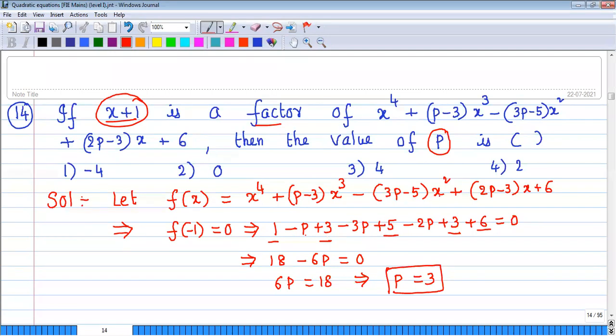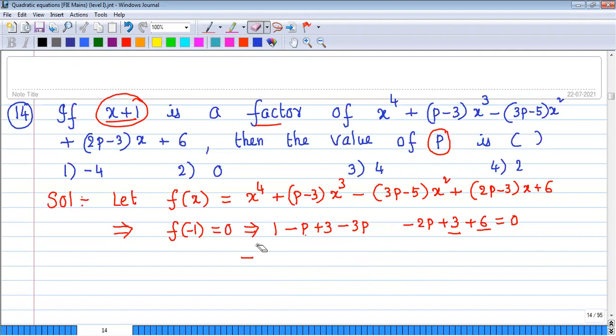Let us check here. Yes, I made a mistake here. This should be minus 5. This is minus 3p and plus 5. This is minus 2p and plus 3, 6. 6 plus 3, 9, 14, 17, 18. Right. Minus 2p minus 5p minus 6p equal to 0. Yes, we are getting p is equal to 3 itself only.